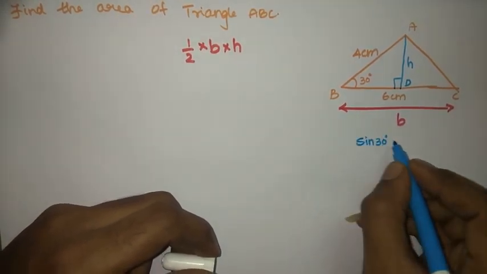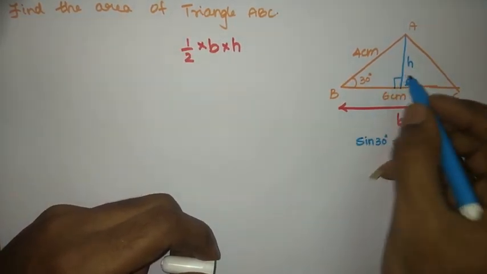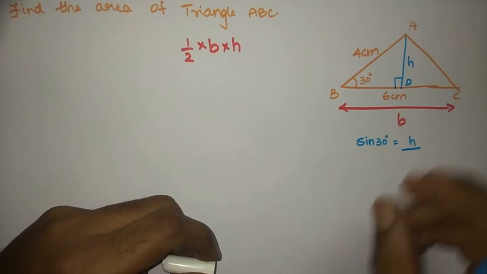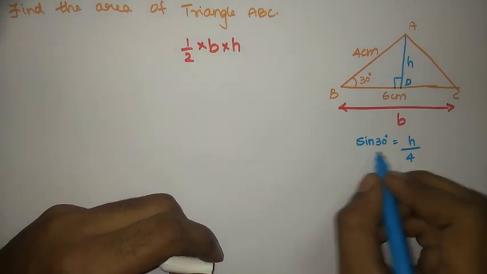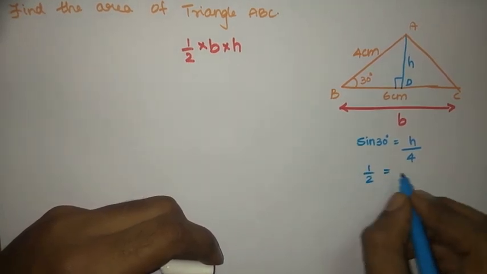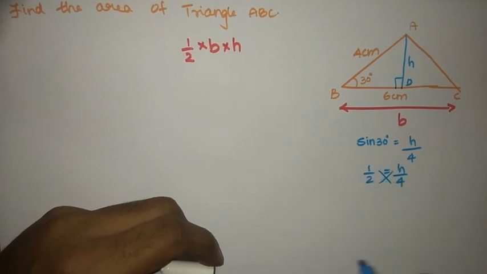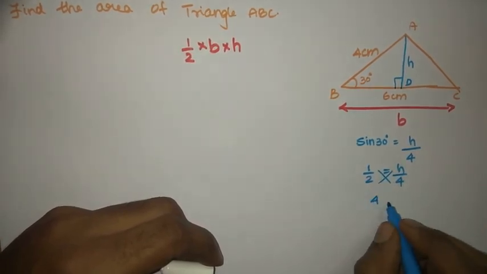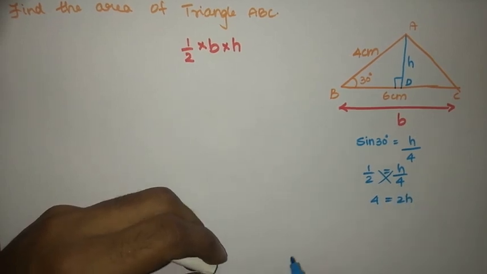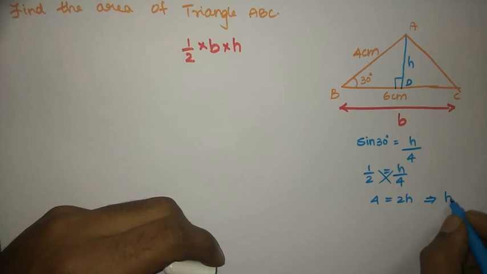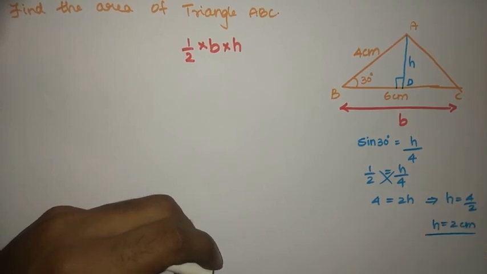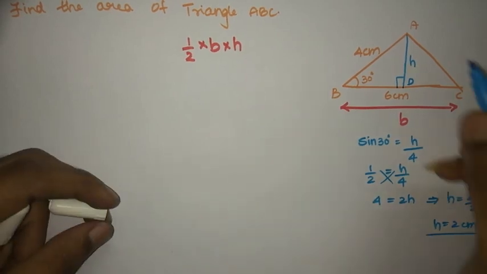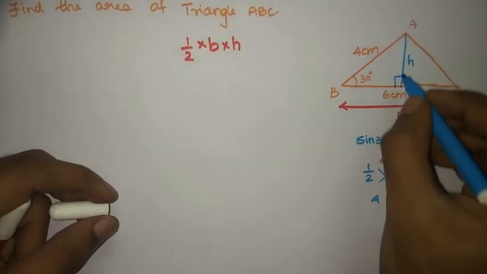So sine 30 degrees equals opposite side to 30, so it is h by hypotenuse. The hypotenuse is AB, which is 4. Sine 30 degrees is 1 by 2. So 1 by 2 equals h by 4. If you cross multiply, 1 into 4 equals 4, which equals 2 into h, which is 2h. So h will be 4 by 2, which is nothing but 2 centimeters. So we got h as 2 centimeters.